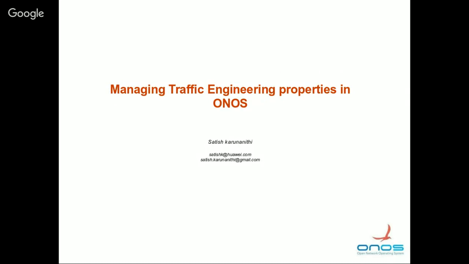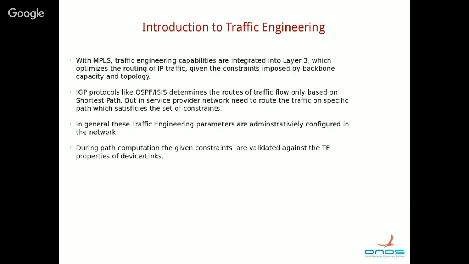Yeah, this is regarding the traffic engineering properties, like what we learned from the legacy network. We have some problem in where to manage this information on the ONOS side. Okay, so we all know with the MPLS network, we have traffic engineering capabilities that are integrated with layer 3, and which is used mainly for optimizing the routing of IP traffic. So not just based on the shortest path, we also need to consider other traffic engineering parameters.